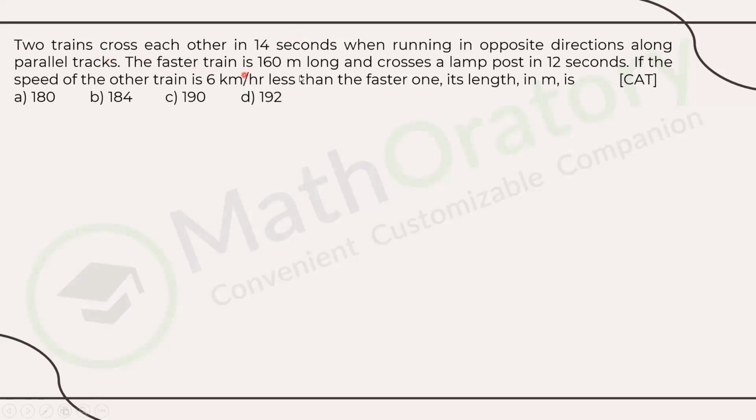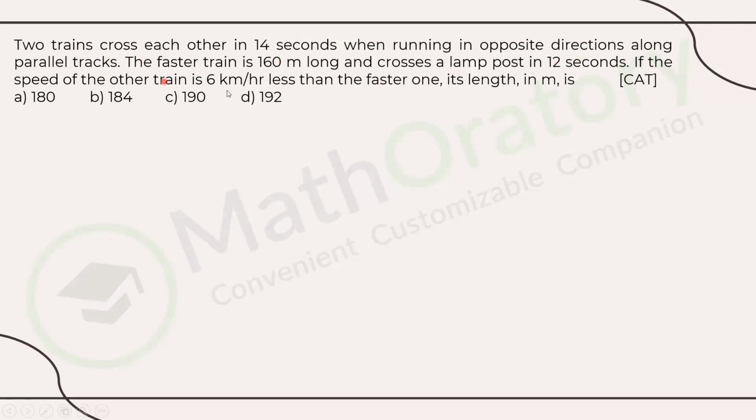The faster train is 160 meters long and crosses a lamppost in 12 seconds. So this is interesting, right? When it is crossing a lamppost, it is covering its own length, isn't it? The sum of the lengths of the two objects is basically the length of the train because the lamppost has negligible length. So we can figure out the speed from this. 160 divided by 12 is the speed of the faster train.